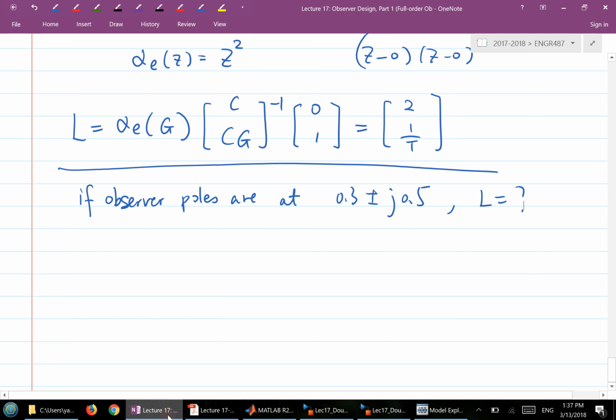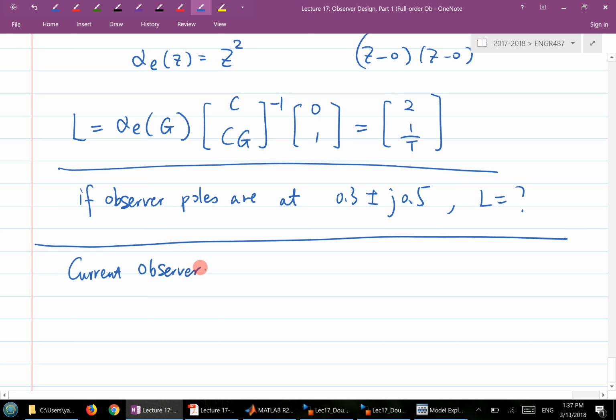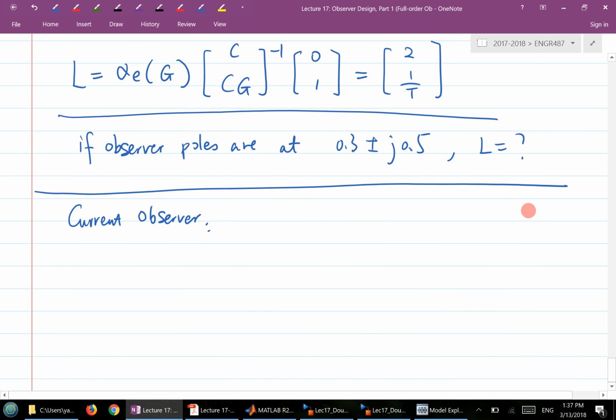Let's use a little bit of time here. There's one more topic, which is another type of observer under full order, the so-called current observer. Now this one, let's just make it optional. I'm not going to test you on this current observer in the final exam. But you can very well implement it in the simulation or in the project. You have one assignment where I think you can practice.